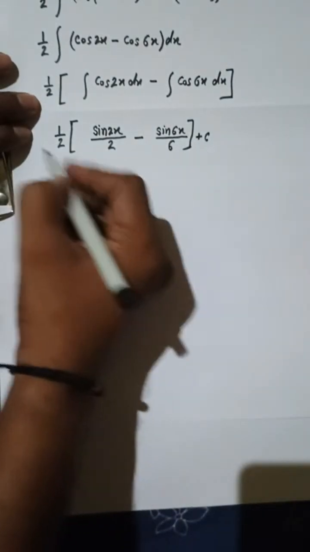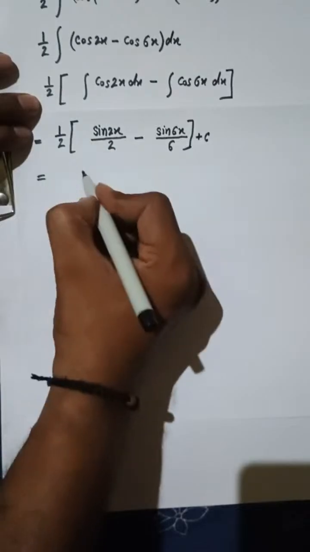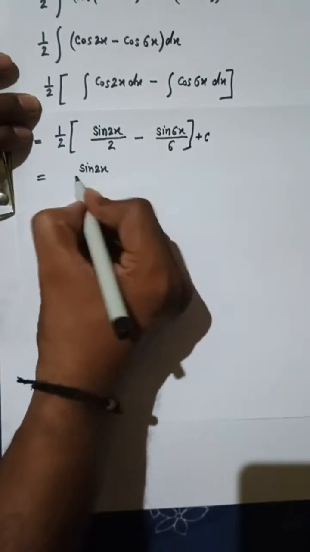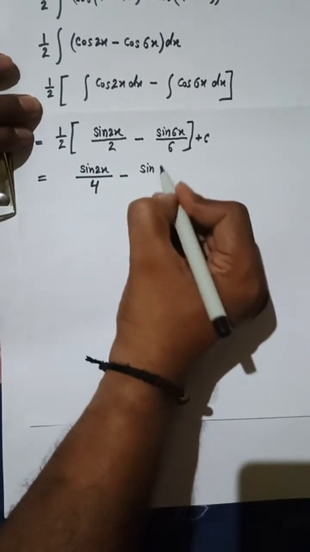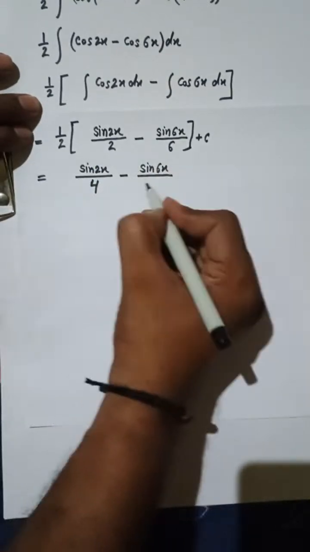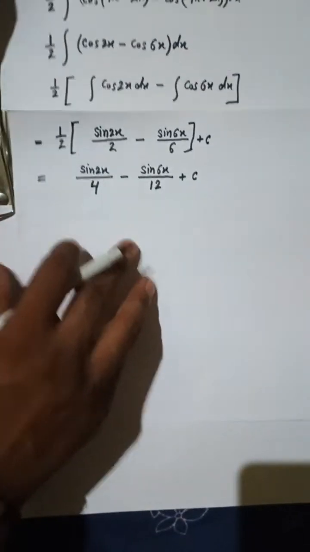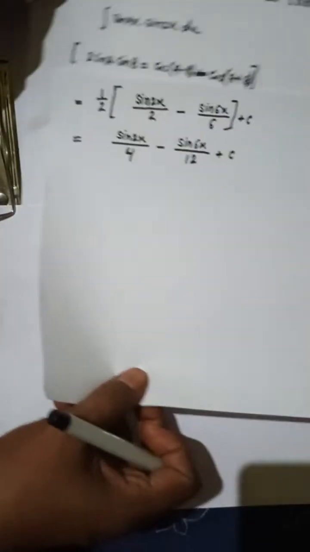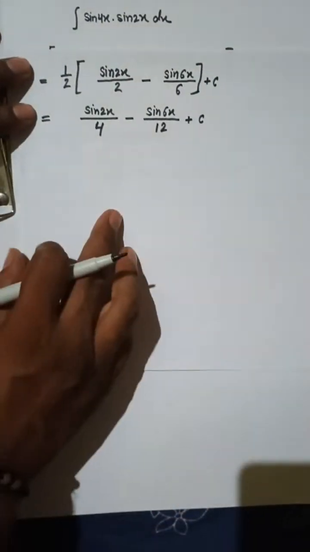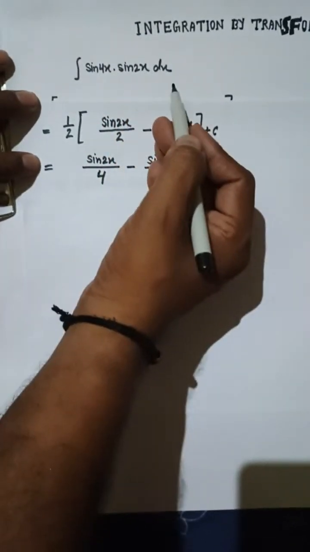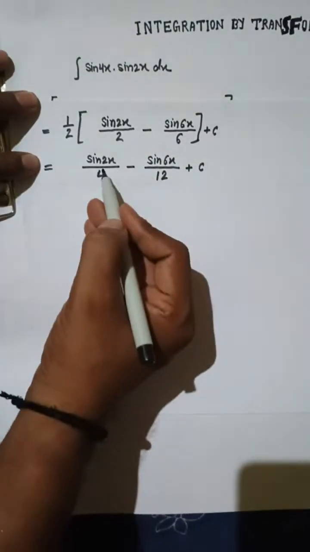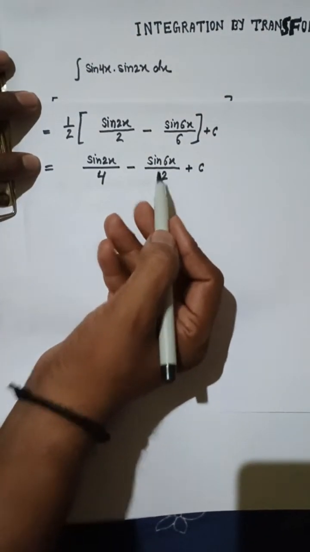Constant. At the last, I'm just going to multiply half with all the quantities. So we have here sine 2x, and then 2 into 2 will be 4, negative, and then sine 6x, 6 into 2 will be 12, plus c. So this is the integration of sine 4x into sine 2x dx. This integration is sine 2x by 4 minus sine 6x by 12 plus c.